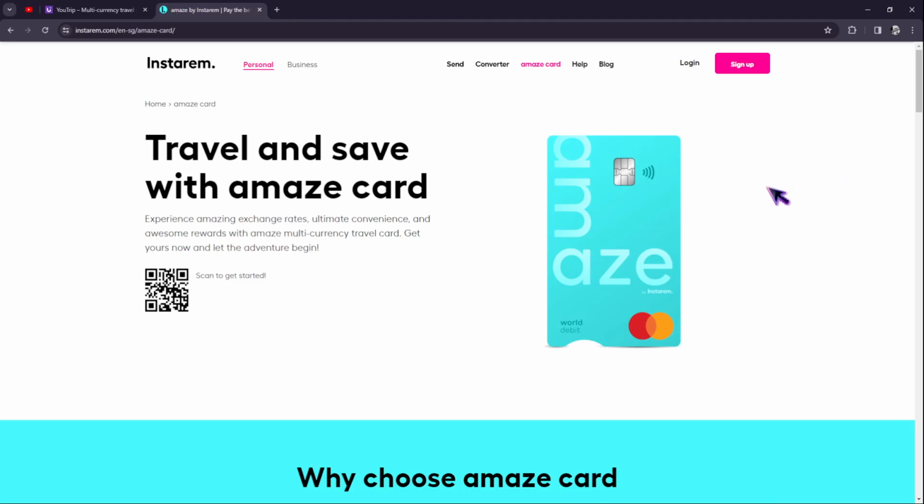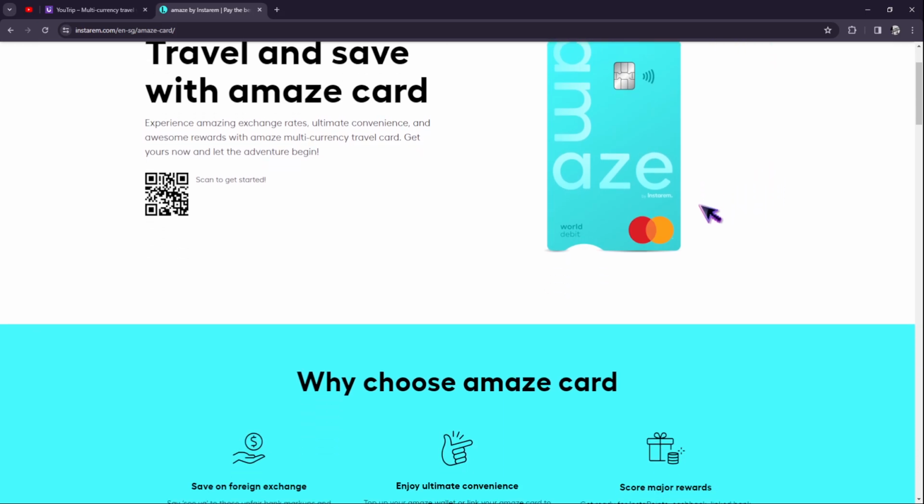Now, moving on to Amaze. We're still going to talk in the same categories but with different details, because we're of course talking about a new multi-currency wallet. Right off the gate, Amaze is a multi-currency wallet geared towards international spending and currency exchange, almost similar to YouTrip. Now for the fees and rates: Amaze provides very transparent fee structures and competitive exchange rates for currency conversion.